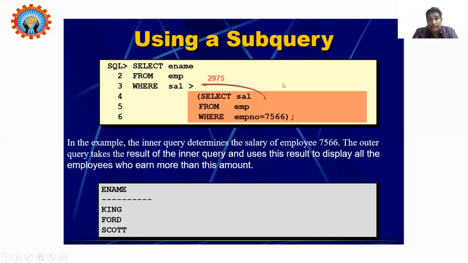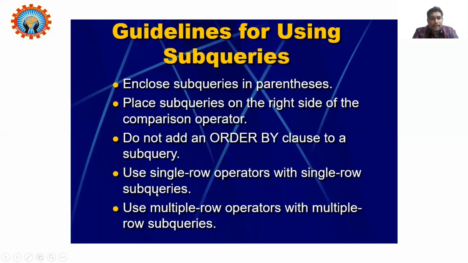Right, this is important; we will discuss it later. We should not use any ORDER BY clause in subqueries. When we use ORDER BY, it automatically gives the result in order, so no comparison has to be done by one relation to another relation. Next, use single row operators with single row subqueries, and multiple row operators with multiple row subqueries. These two we will discuss in the next step.